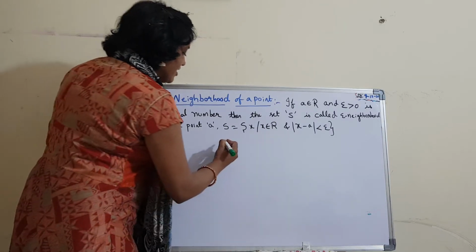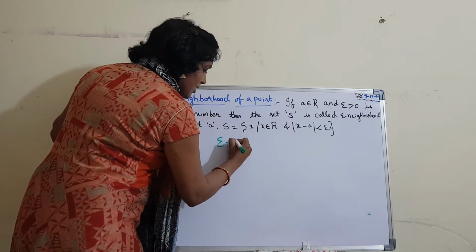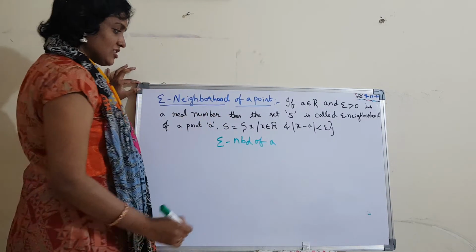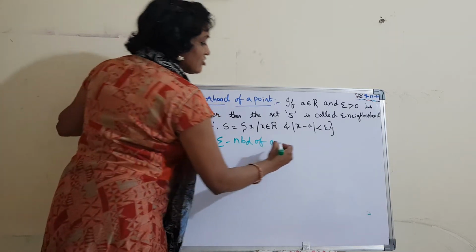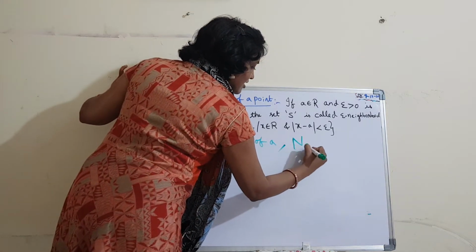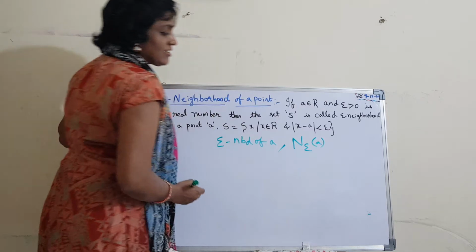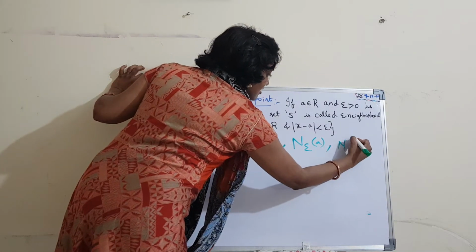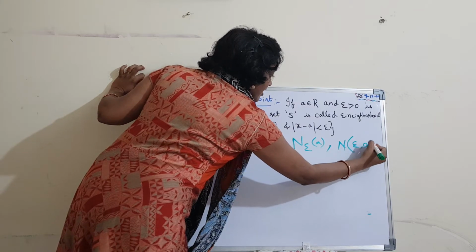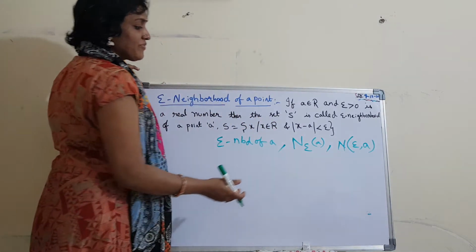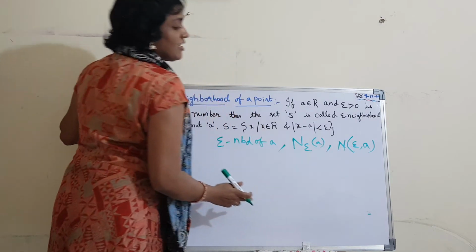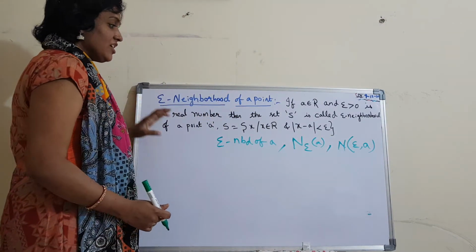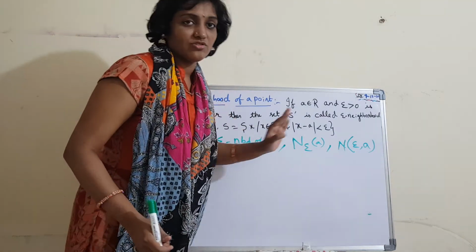We will denote it with epsilon neighborhood of A. Like this also we can denote it. Another form we can denote it is N of epsilon comma A, meaning neighborhood of epsilon comma A. In three forms we can denote it.